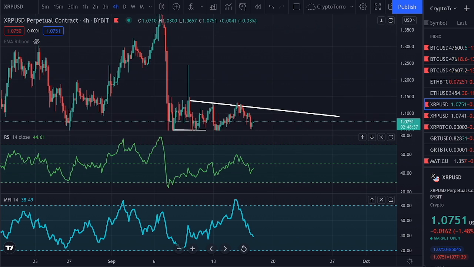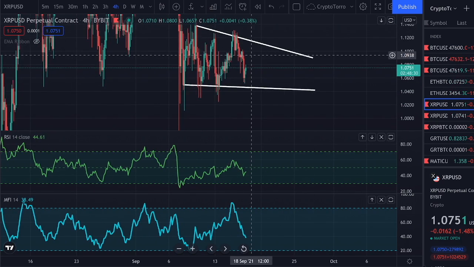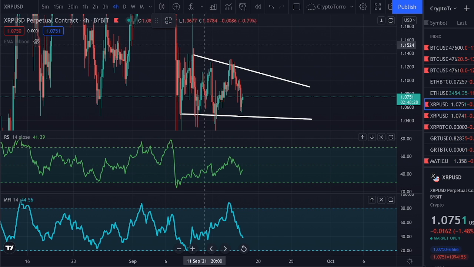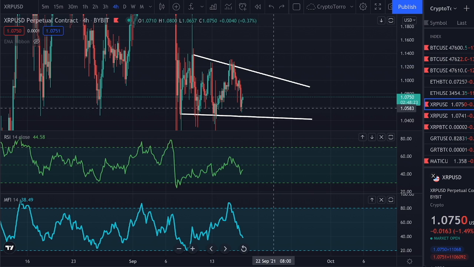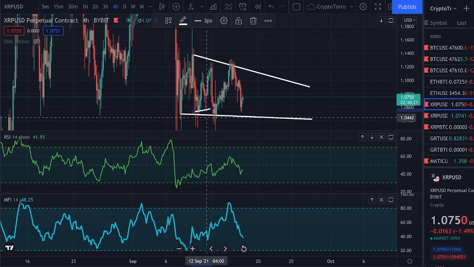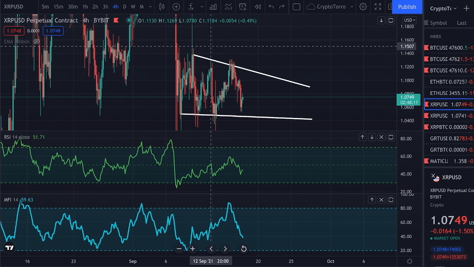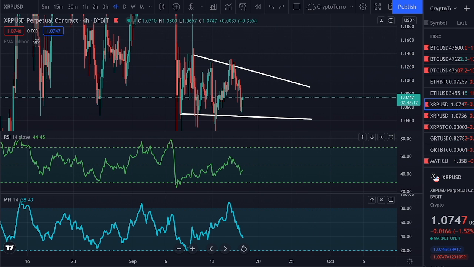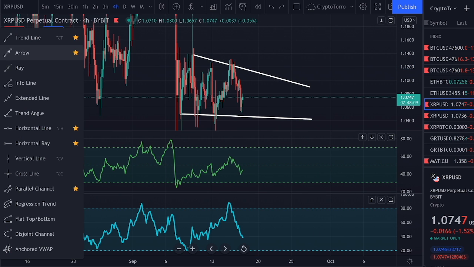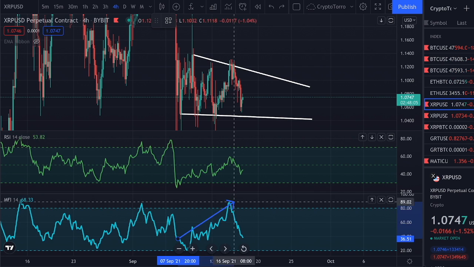What I think is of utmost importance is that we are seeing this current downtrend on XRP's price action. We are clearly seeing lower highs getting created, and as well lower lows. So we are currently going towards the downside on the chart. If we take a look at the RSI, we can clearly see that we are seeing something different.